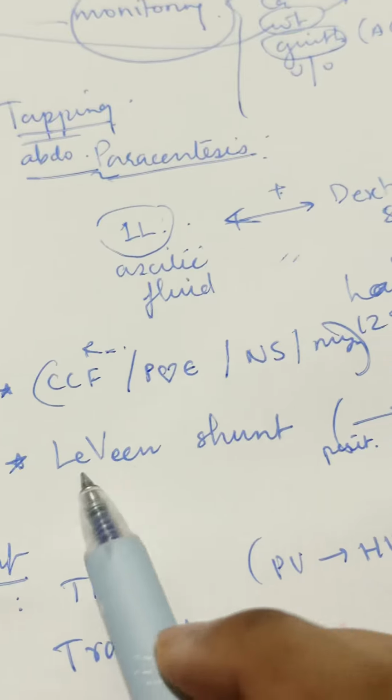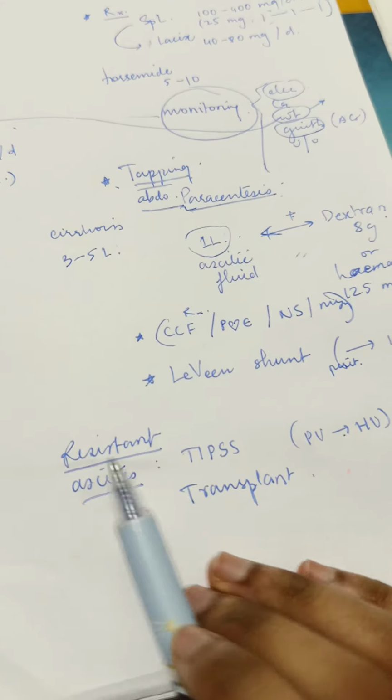Treat the underlying cause. You do the LeVeen shunt from the peritoneum to the IJV. In resistant ascites, you'll have to do TIPS or transplant.